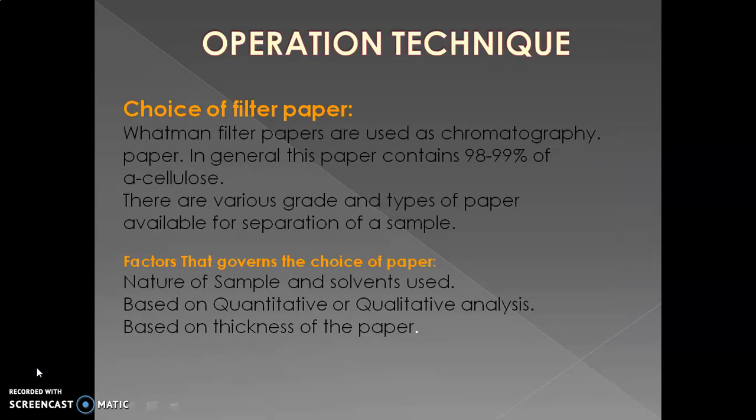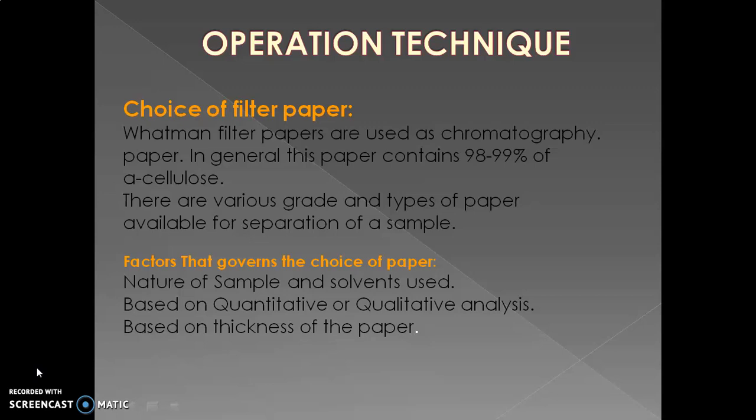Then choice of filter paper. Here we are starting with the operation technique. In this, first is the choice of filter paper. Whatman filter papers are majorly used in paper chromatography. This contains 98 to 99% alpha cellulose. There are various grades and types of filter papers. Whatman filter paper is majorly used as the filter of choice.